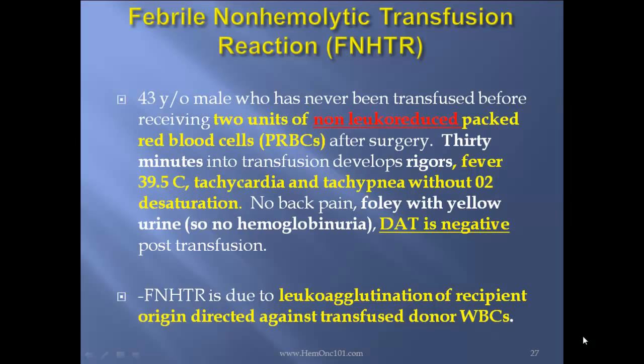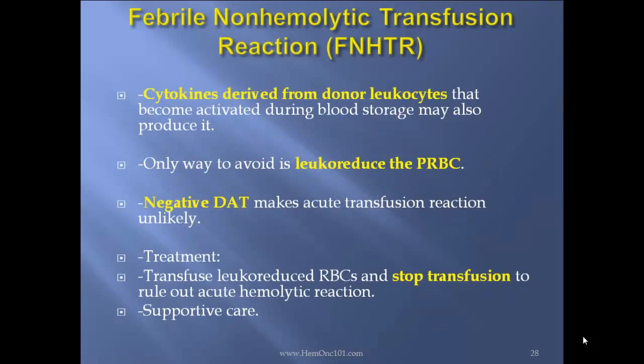Febrile non-hemolytic transfusion reaction is due to leukoagglutinins of recipient origin directed against transfused donor WBCs. Cytokines derived from donor leukocytes that become activated during blood storage may also produce it. The only way to avoid it is to leukoreduce the packed RBCs. Negative DAT makes acute hemolytic transfusion reaction unlikely. Treatment: transfuse leukoreduced RBCs, stop the transfusion to rule out acute hemolytic reaction, and supportive care.